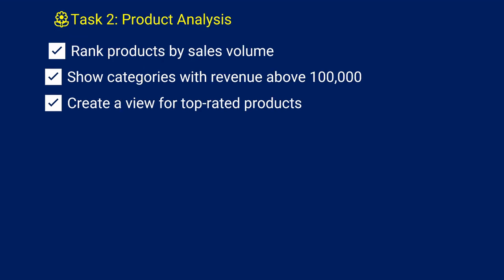Next, analyze products. Rank products by sales volume. Show categories with revenue above 100,000 and create a view for top rated products.